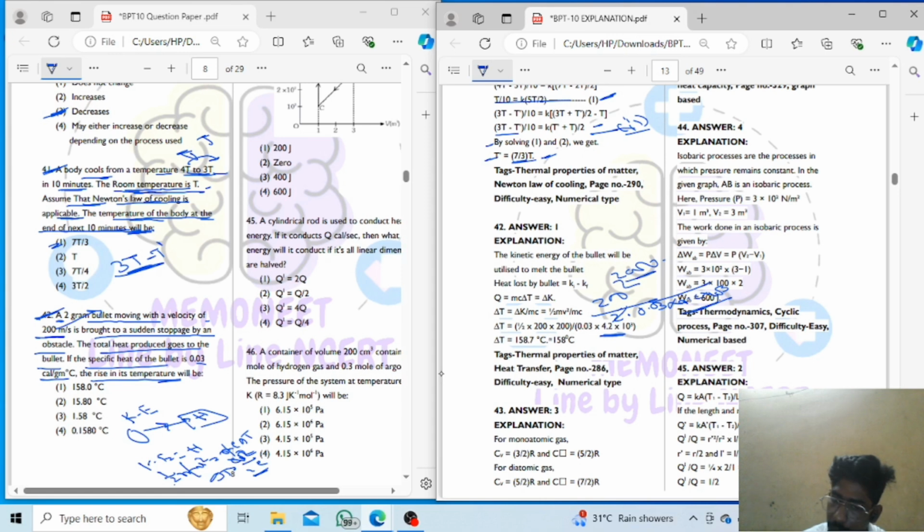If you calculate all of this, 0.03 into 4.2 will become around 0.126, so 20,000 divided by 0.126 will become around 158 degrees Celsius. Okay, understood, right?